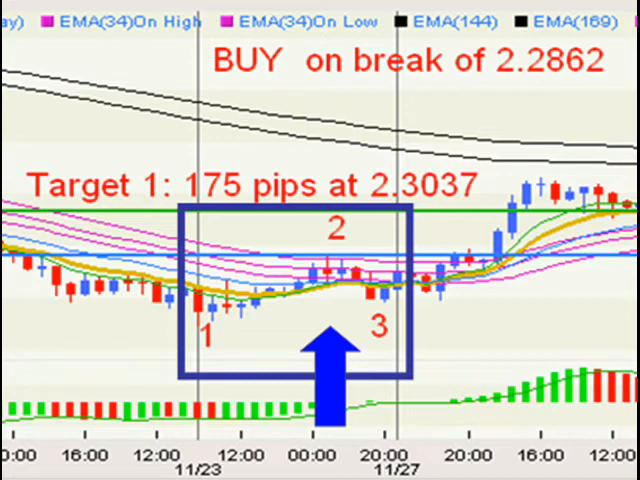Stop loss initially below point 3. Your target is 175 pips. That's your first target just based on the 1, 2, 3 pattern. There are a few other ways to target this move. This is just one of the ways that I'm highlighting.